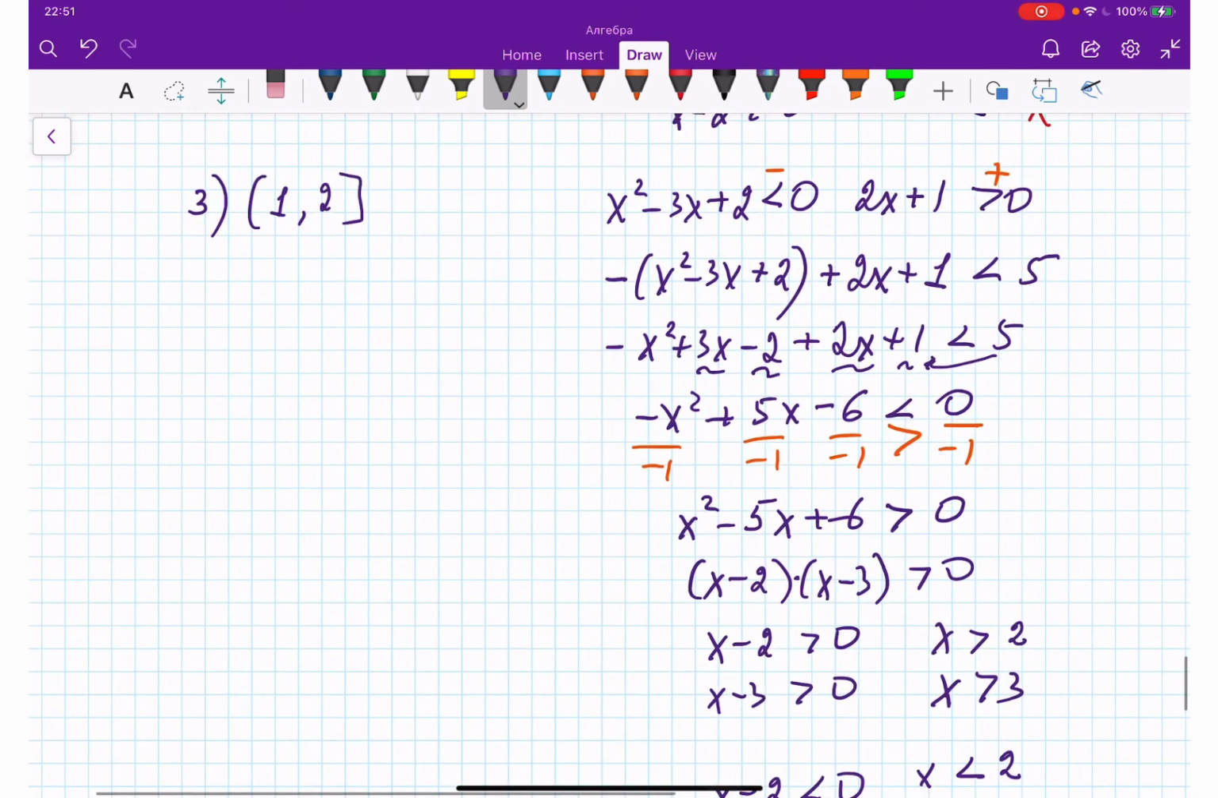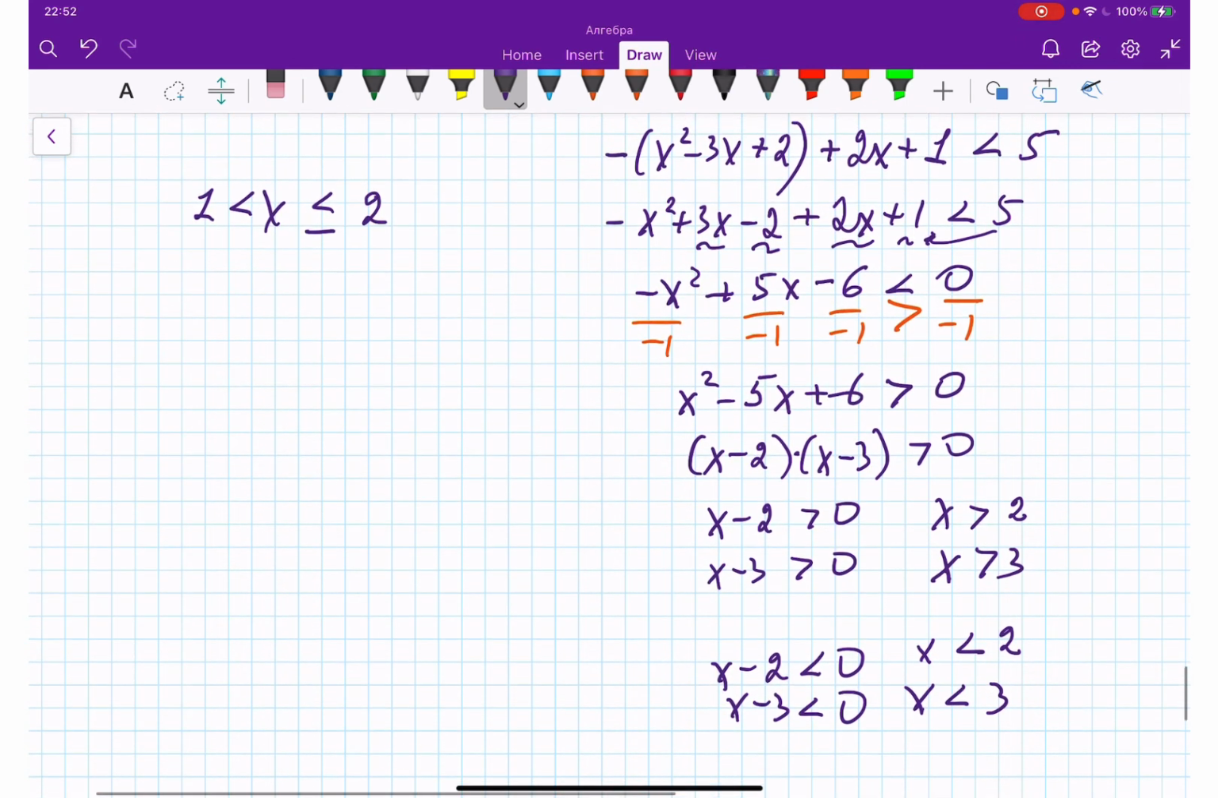Let's see if it's going to satisfy between 1 and 2. That means x is greater than 1 and less than or equal to 2. Okay, which one is going to match? Greater than 2 doesn't fit. Greater than 3 doesn't fit in the interval we have. They both fall out. Less than 2 does fit, and less than 3 doesn't fit.